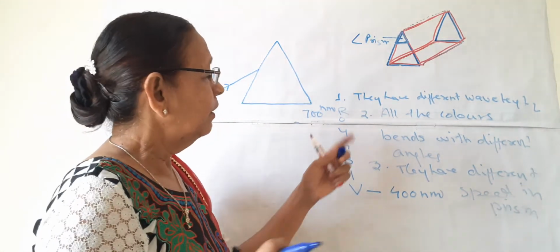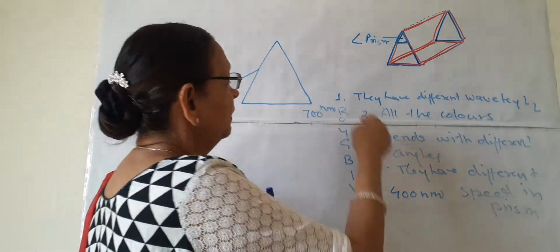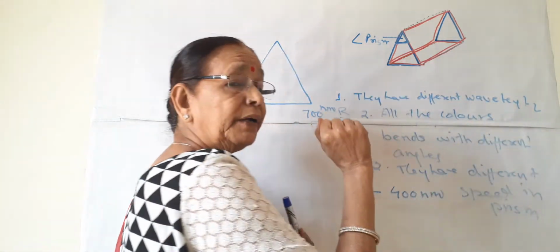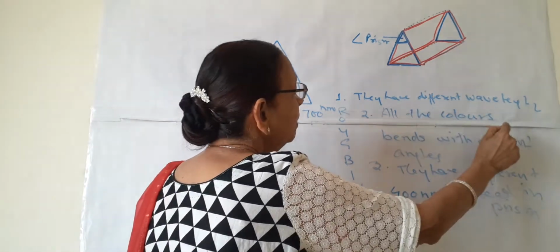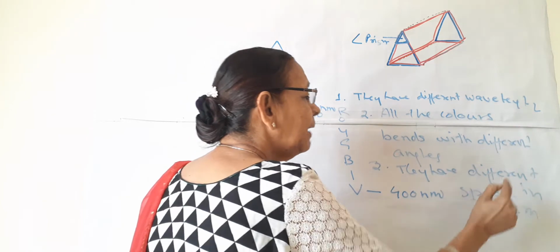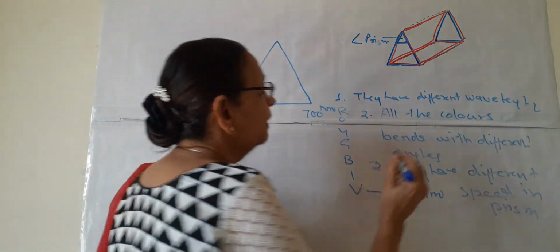So what are the 3 properties of these different colored lights? They all have different wavelengths. All the colors bend with different angles in glass. They have different speeds in glass.